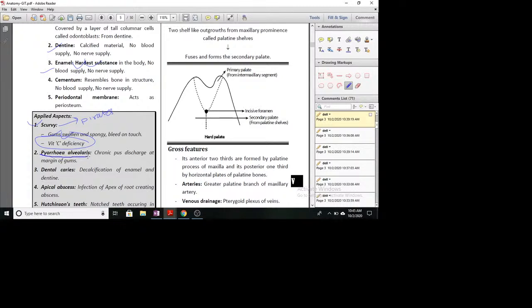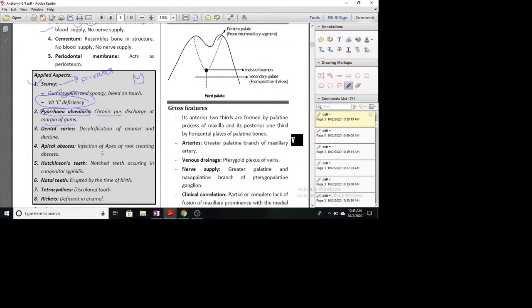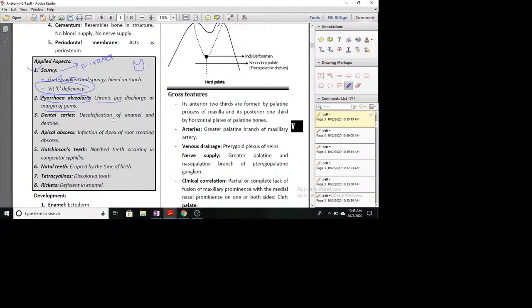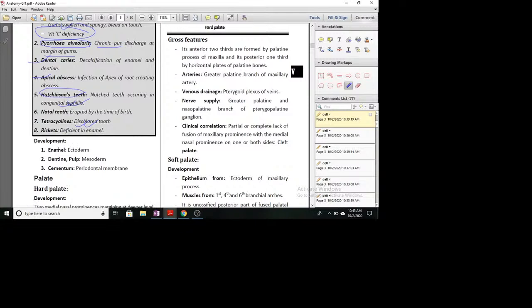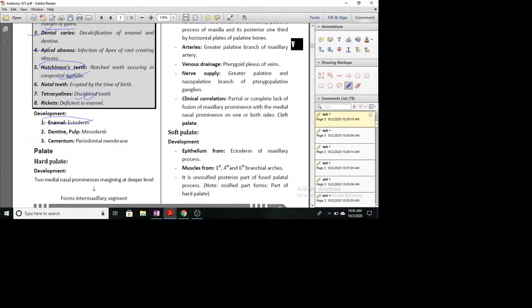So the name gives the definition of the disease. Alveolaris means alveoli, which is the place where the teeth remain, and pyorrhea means discharge of pus. So it's a chronic pus disease at the margin of the gums. Dental caries: decalcification of enamel and dentine. Apical abscess: infection of the apex of the root creating an abscess. Tetracycline causes discolored teeth. Enamel deficiency. Development: enamel is from the ectoderm, dentine is from the mesoderm, cementum is from the periodontal membrane.